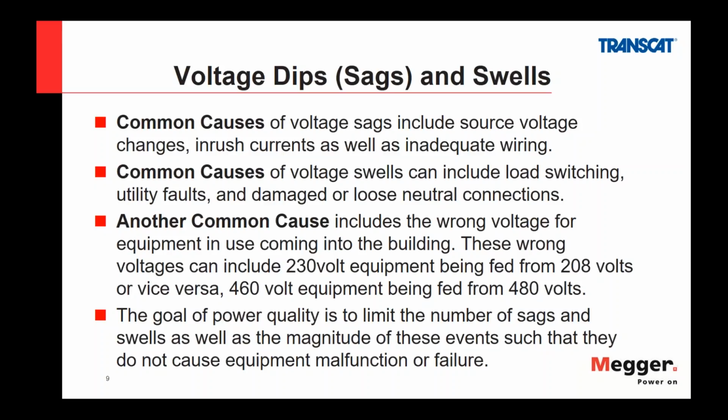Another cause would include the voltage for the equipment coming into the building. So something like a piece of equipment that should be running on 230 volts being fed from a 208 volt line or vice versa. You always want to check that your equipment voltage is correct because you may find that a PQ analysis is not required.